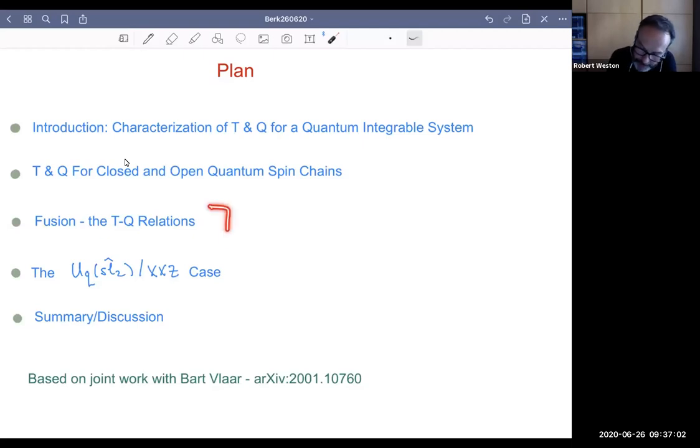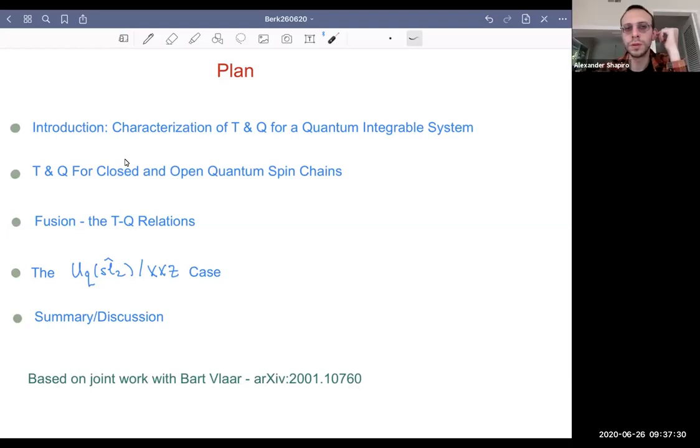So the TQ relations are basically associated with the idea of fusion. So I want to introduce that in terms of linear algebra first, and show you how T and Q are built. But then of course, all this stuff comes from quantum groups. So eventually I want to talk about how all the various components that I've already built up come out naturally in terms of quantum groups and coideal subalgebras of quantum groups.